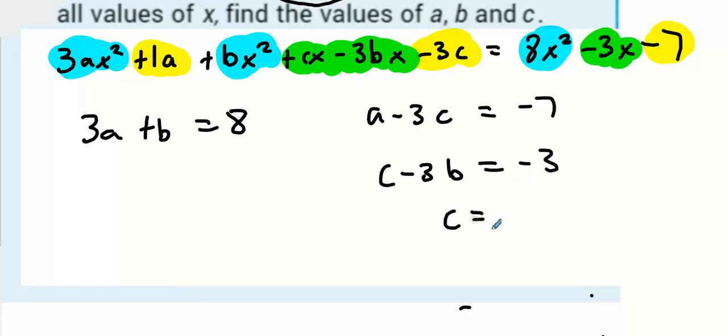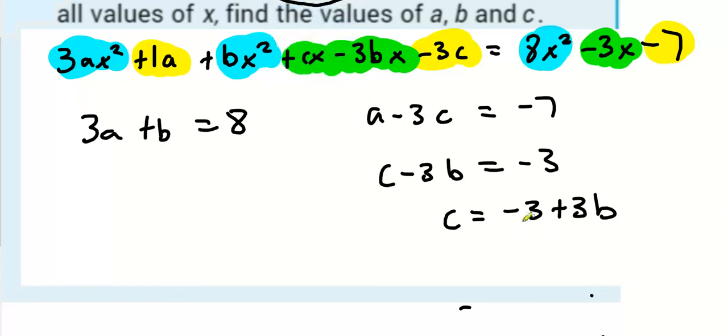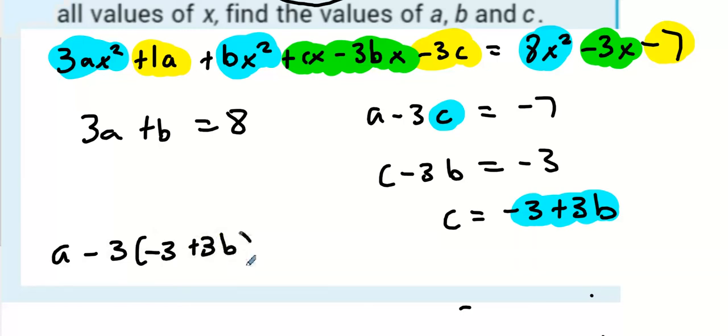What we attempted last time was the following. We got c on its own. When we got c on its own, it was minus 3 plus 3b. Is that cool with you guys? We got this c value here, and we replaced it into this equation here. Is that all right? So what we're going to do is a minus 3 times minus 3 plus 3b equals minus 7. I reckon this is where I made the mistake. A plus 9 minus 9b equals minus 7.